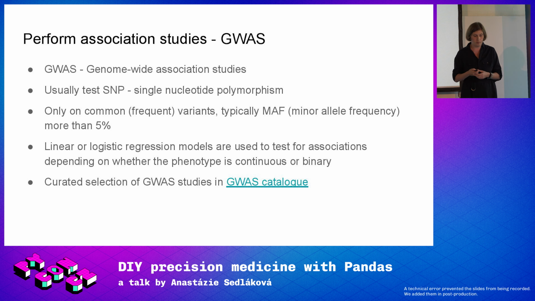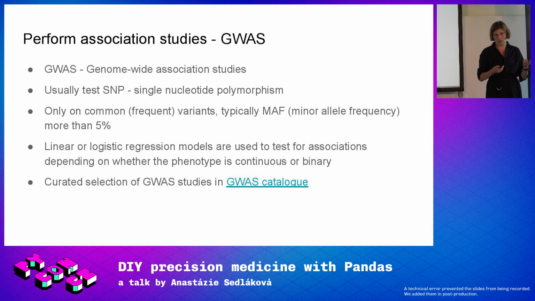So you usually test single nucleotide polymorphisms, and I will talk about it a little bit more in a moment. It's some variable place. So maybe you know from some newspaper articles that 99% of our DNA is the same. So it's that 1% or less than 1% that we're looking into.